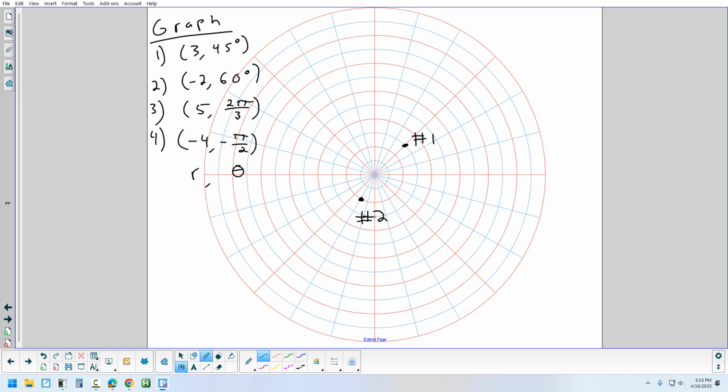Number 3 is just like number 1, except it is in radians. What's 2 pi over 3 in degrees?